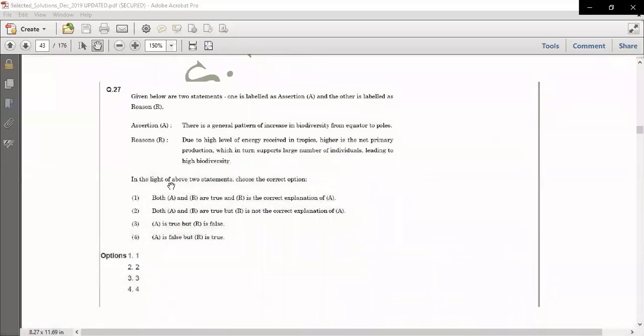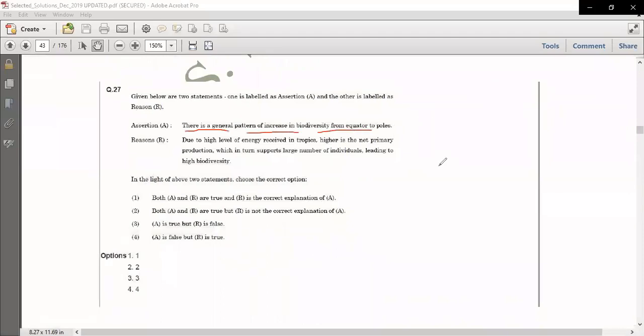Now let's move to the next question, which is question number 27, which is an assertion reason based question. Okay, question number 27 is an assertion reason based question. So let's talk about question number 27. So there is a general pattern of increase in biodensity from equator to pole.